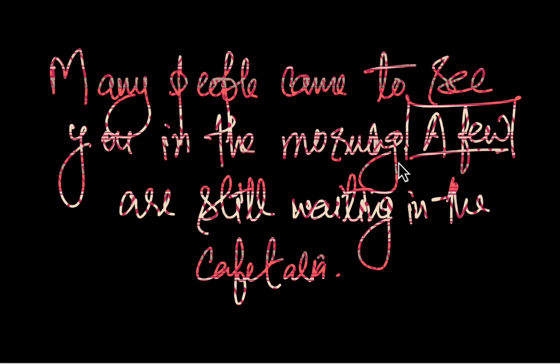I can also say a few of them. Still, it's a pronoun. A few of them are still waiting in the cafeteria. I can also say, if I'm not positive about the number, few are still waiting in the cafeteria. So we can use these expressions as a pronoun as well.